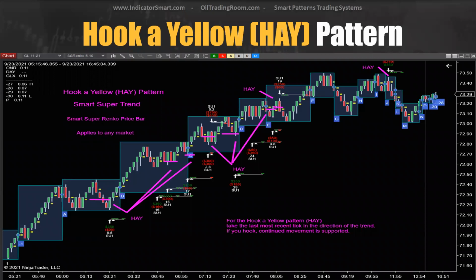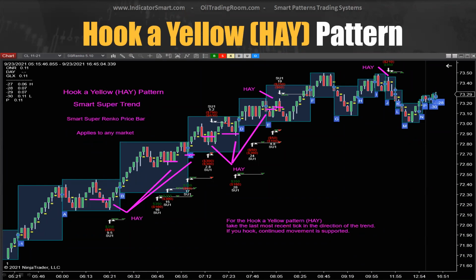Okay, so this pattern is called hook a yellow, and there's a yellow tick right there. The market came higher right here, which suggests to us it's going up, and then this comes back down, and you see I drew that magenta line there. See how this reversal bar right here hooks that yellow tick right there?